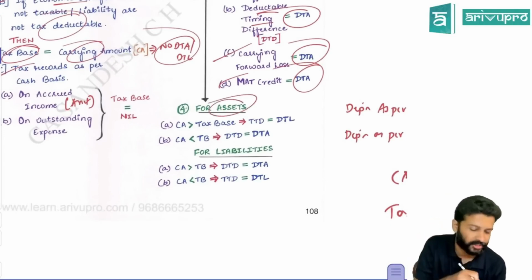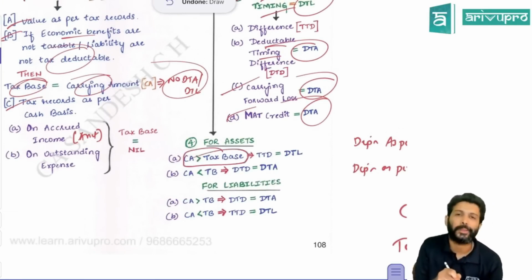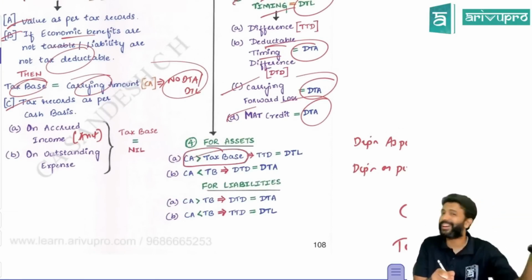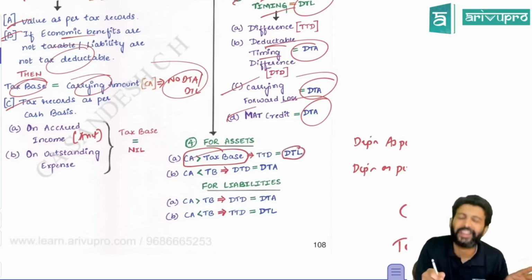Let's say for assets, what is the equation? If the carrying amount of the asset is greater than the tax base, then you will get something called a taxable timing difference, and you need to create deferred tax liability.